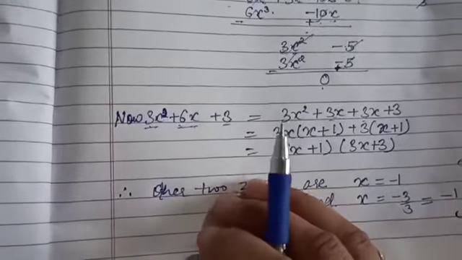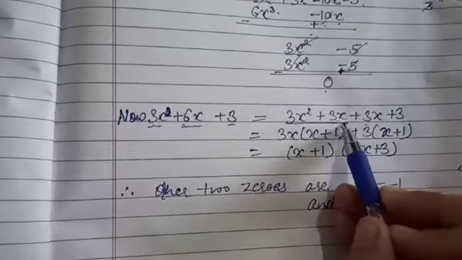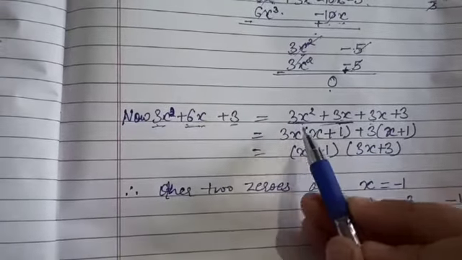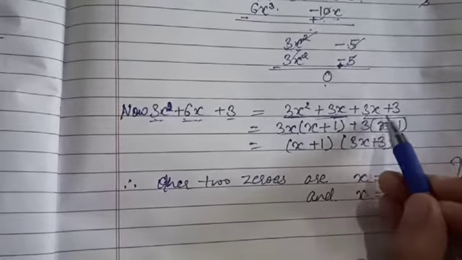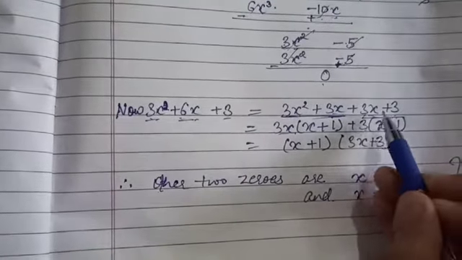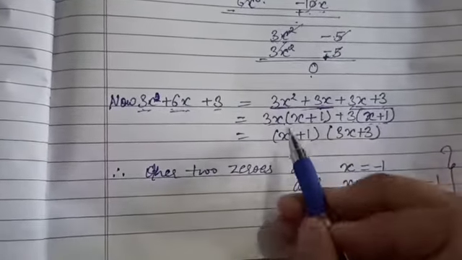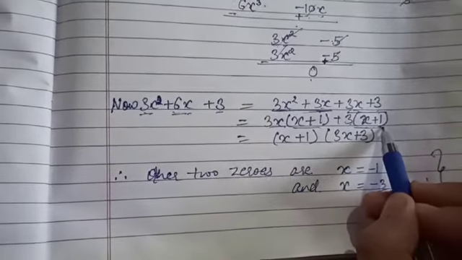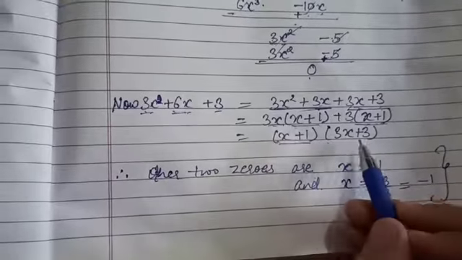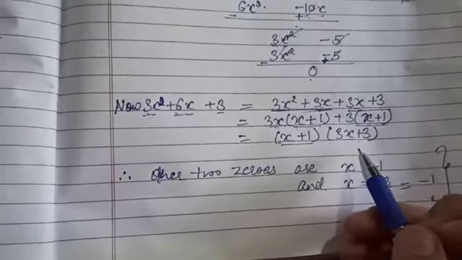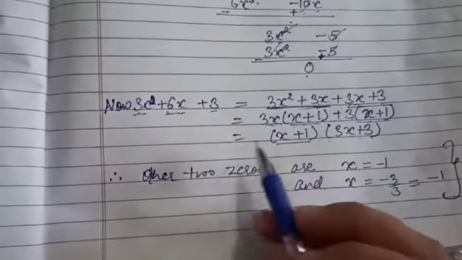Now here from these two terms, let us take 3x common. So we are left with x plus 1. And from these two terms, let us take 3 common. So we are again left with x plus 1. Now x plus 1 is again common. Let us take it out, x plus 1. And we are left with 3x plus 3. So in this way, we will factorize this quadratic polynomial.